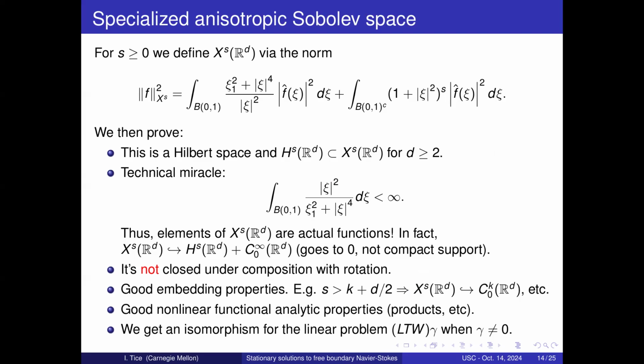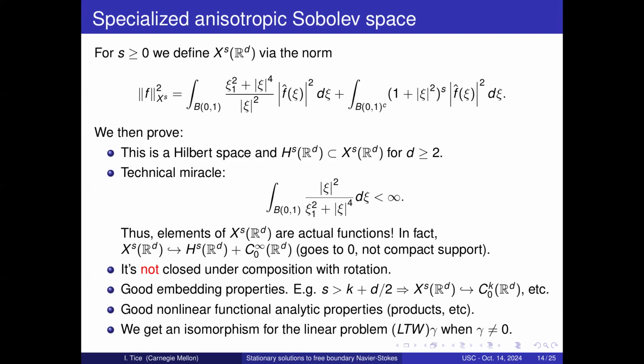I just need them to be equivalent to 1. But at high frequencies, this is just a standard Sobolev space multiplier. And at low frequencies, it's this strange anisotropic multiplier that comes from my problem. So what happens? Well, this is a Hilbert space that is strictly larger than the standard Hilbert space H^s, at least when, so here I'm calling the cross-section R^d just to make things simpler.